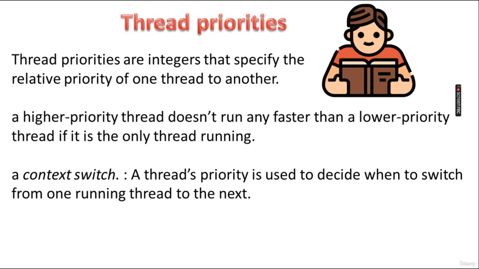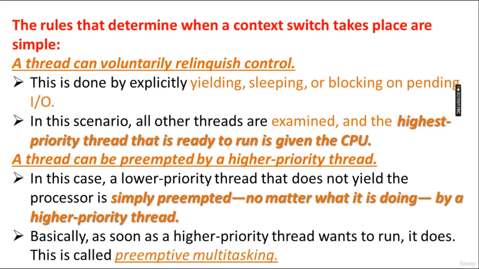Context switch. A thread's priority is used to decide when to switch from one running thread to the next. In a context switch, the thread's priority will tell the Java runtime when to switch from one running thread to the next thread. The rules that determine when a context switch takes place are simple. A thread can voluntarily relinquish control. This is done by explicitly yielding, sleeping, or blocking on pending input-output.